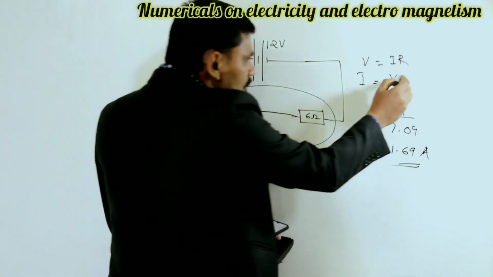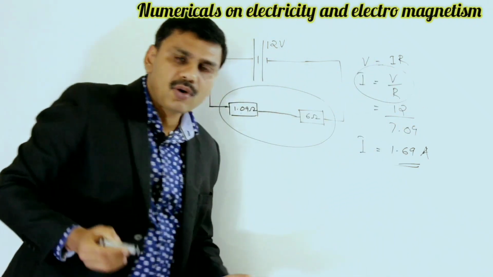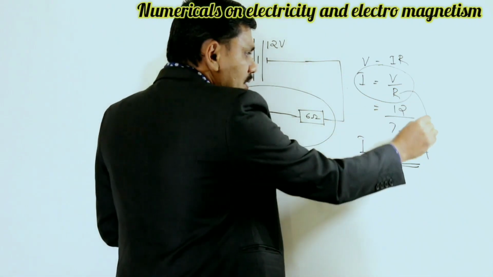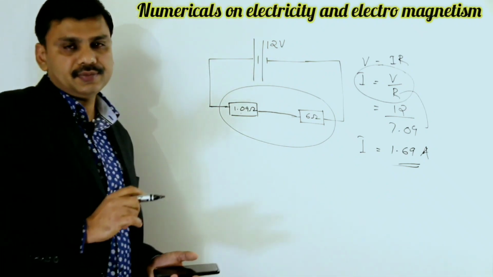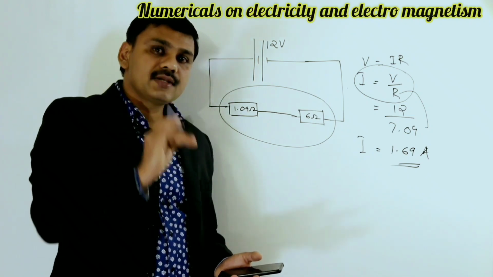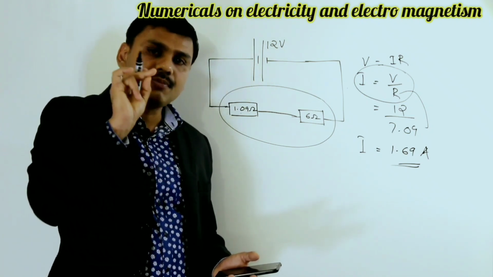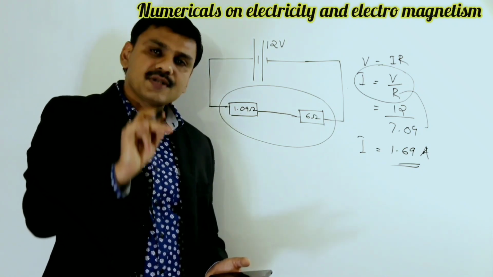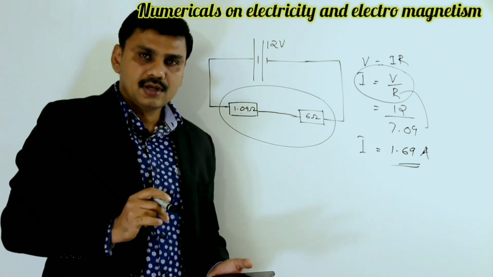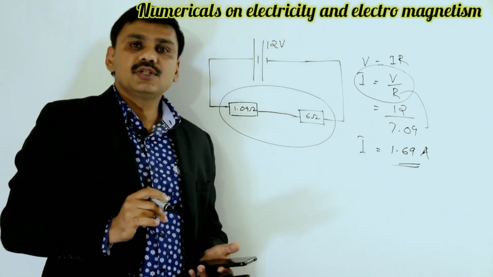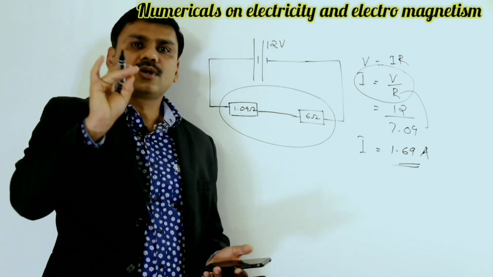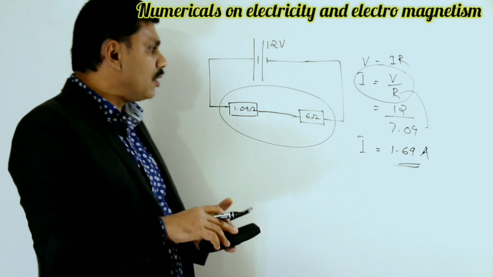So total current equals total voltage divided by total resistance. Here R is the effective resistance, that is equal to 7.09. There were 4 resistors. We replaced these 4 resistors by a single resistance, that is 7.09. That is known as effective resistance or equivalent resistance or total resistance in the circuit. And we are calculating the total current. So this is the way to get the total resistance and the total current. Then we can solve the other problems.